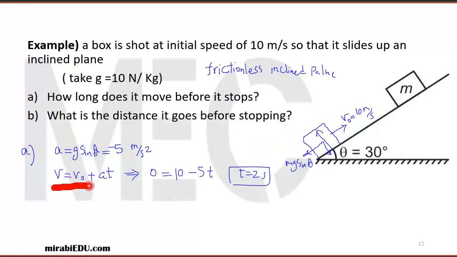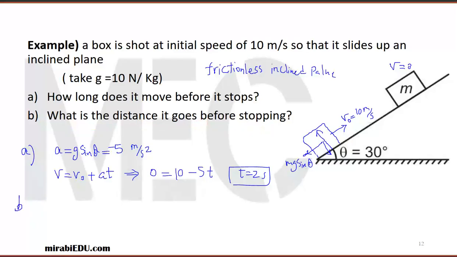Between which 2 points is this equation written? Between the initial position and the final position, where the final velocity is 0. So final velocity is 0, initial velocity is given, so we can find the time. How long does it take before it comes to stop? 2 seconds. What is the distance it goes before stopping?